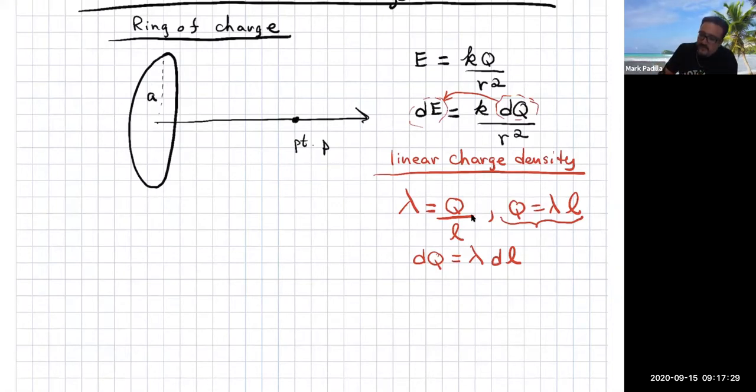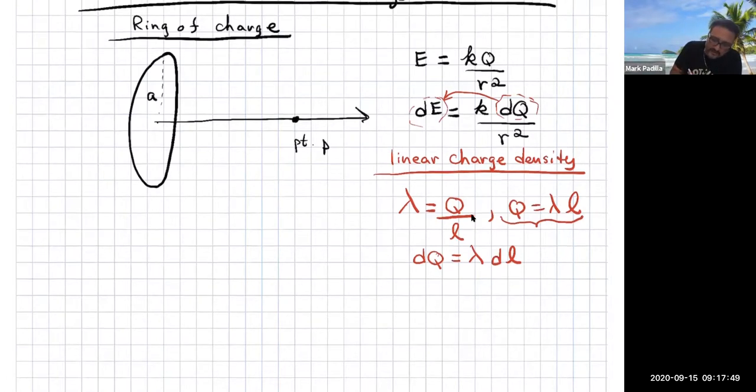So the game we're playing is trying to find the electric field due to these distributions of charges. The distribution of charge here is a ring of charge. That's going to be our first example, our first problem. Let's actually write out the example.